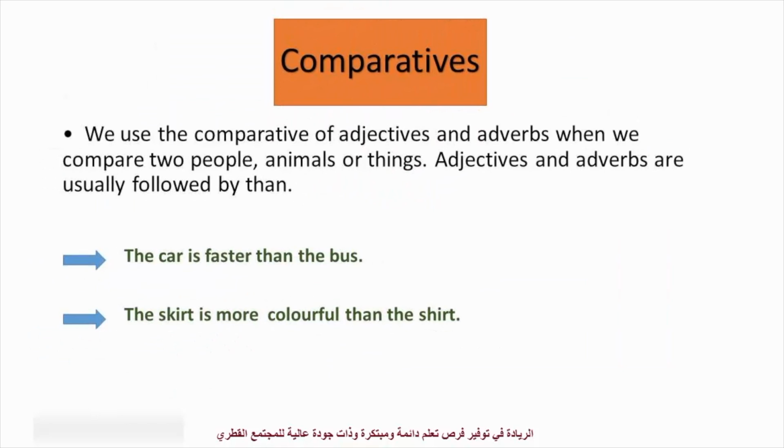Comparatives. We use the comparative of adjectives and adverbs when we compare two people, animals, or things. Adjectives and adverbs are usually followed by than. For example, the car is faster than the bus. Or, the skirt is more colorful than the shirt.